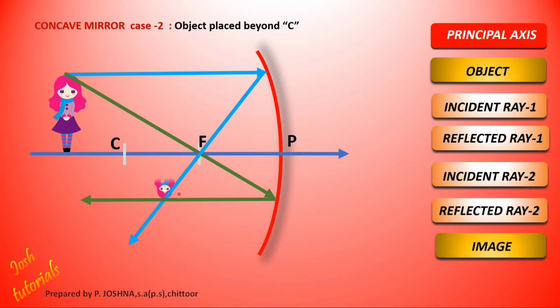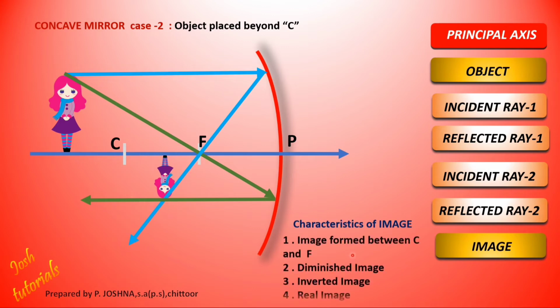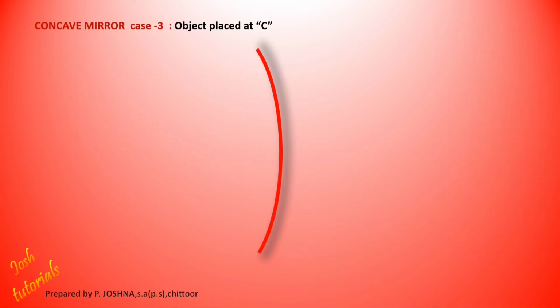These two reflected rays, reflected one and reflected two, meet here. Now look at how our image will be looking. The image is formed between C and F, the center and focal point. It is diminished in size, small, inverted, and real. We can catch this image on a screen, so it is a real image.